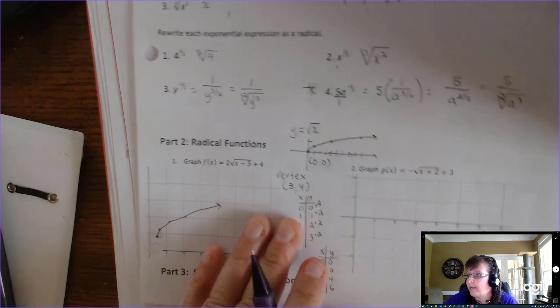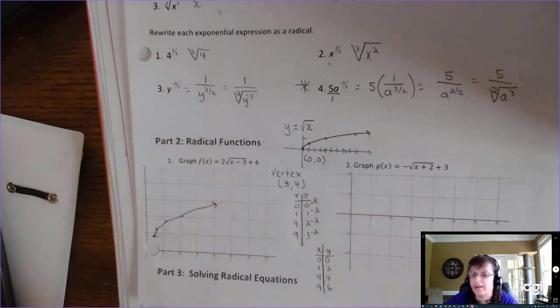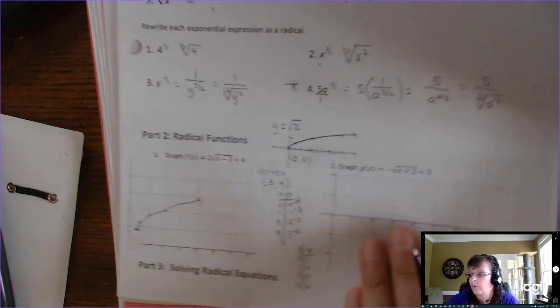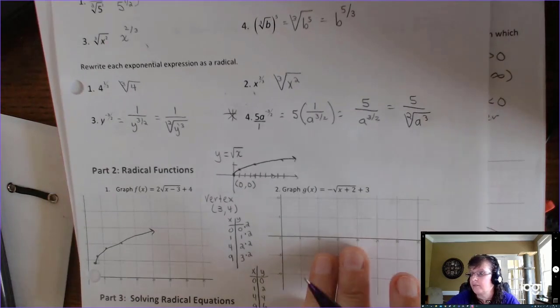So we can graph these by translation. You can also graph those by plugging in points using your calculator to get you points, but that's one way to graph. Alright, let's try this one.